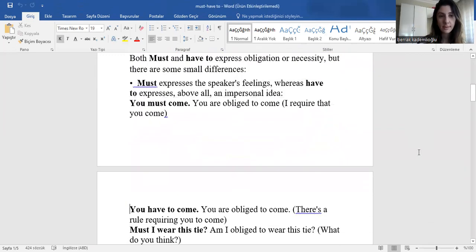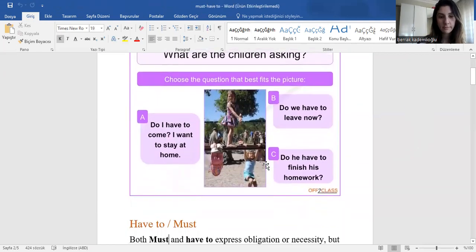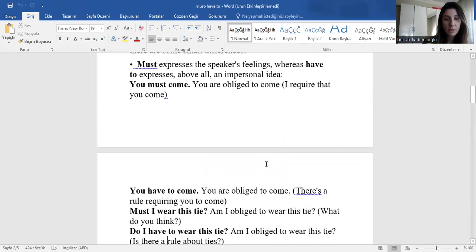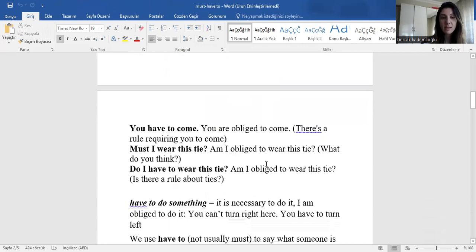Have to and must. Both must and have to express obligation or necessity, but there are some small differences. Must expresses the speaker's feelings, whereas have to expresses above all an impersonal idea. You must come. You are obligated to come. I require that you come. Must. You have to come. There is a rule requiring you to come.